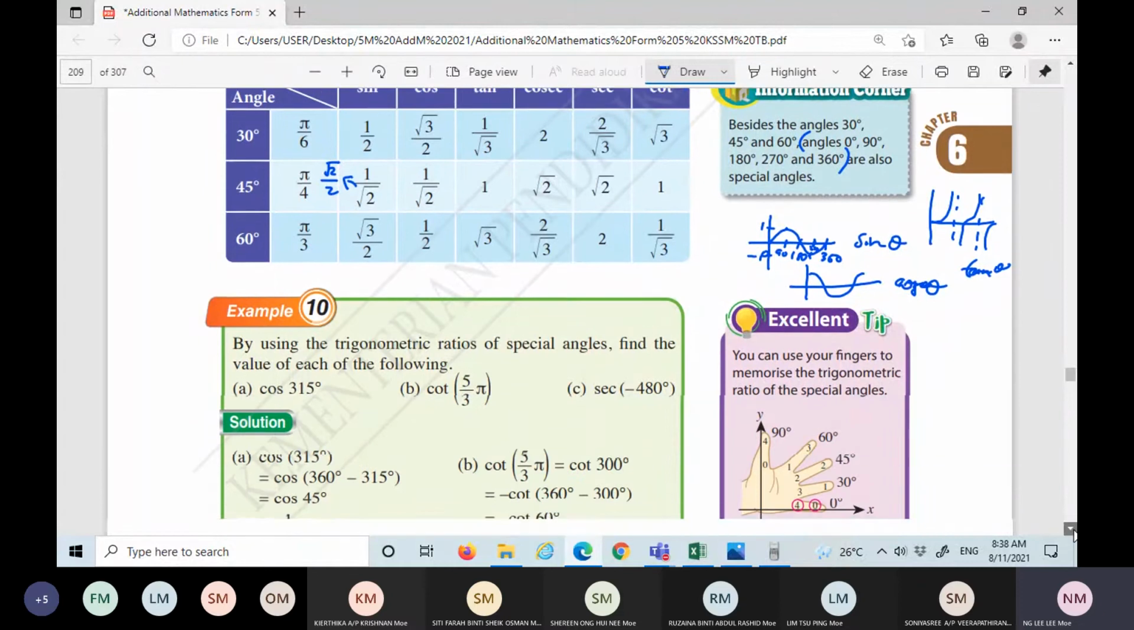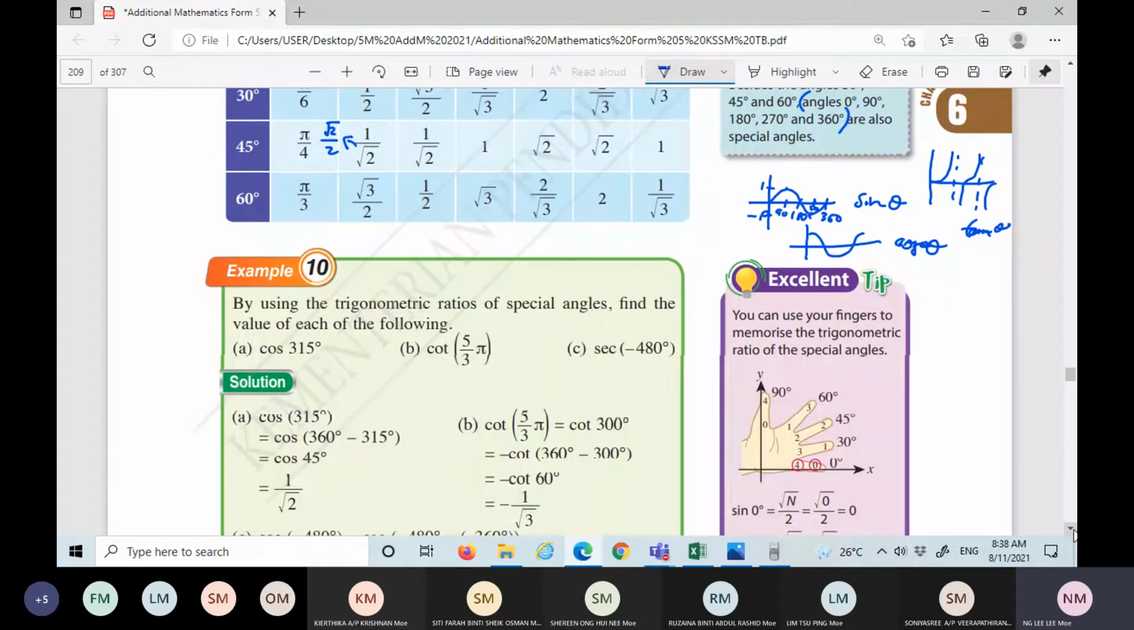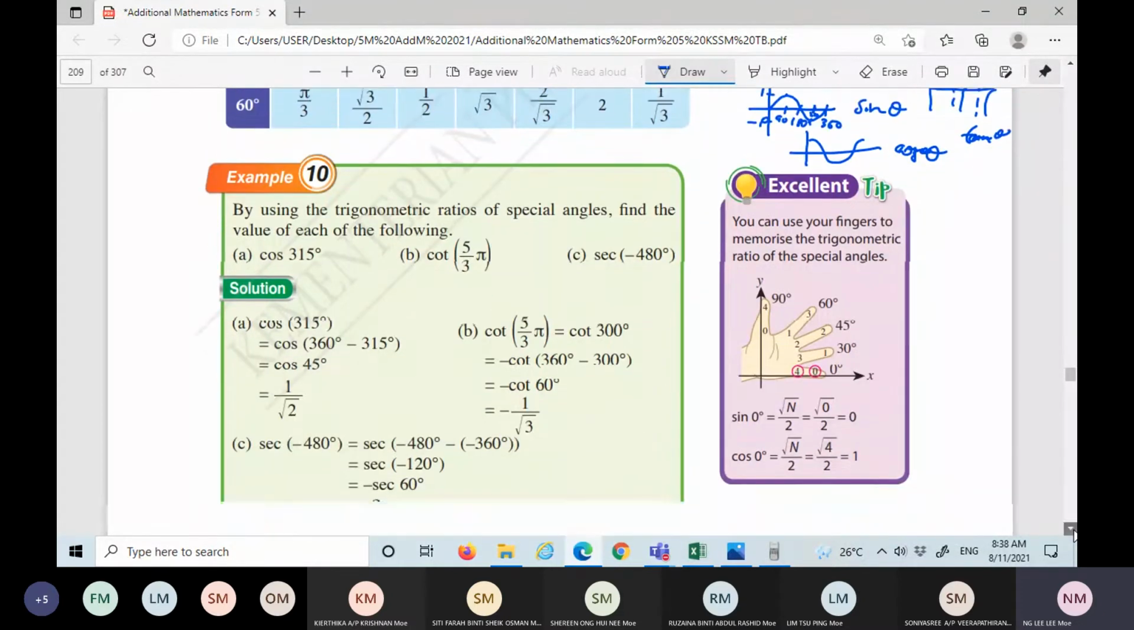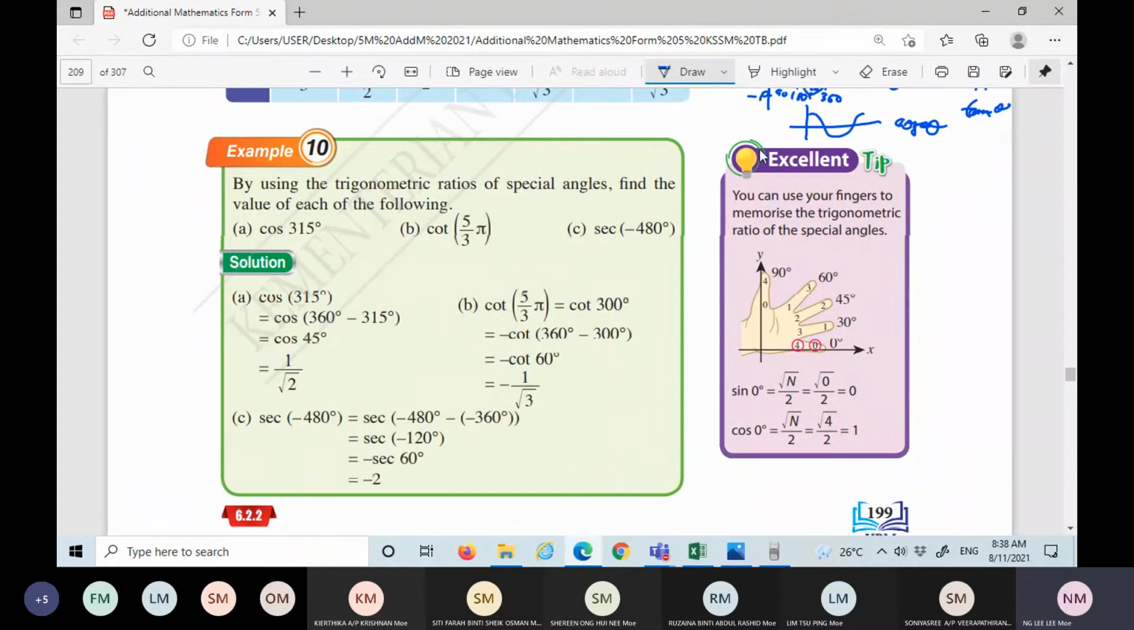So we try some questions. Use these special angles. This one, I don't know how many of you will use this way to memorize it. I will not. So look at this example 10. By using a trigonometric ratio of a special angle, find the value of each of the following. So they want you to use a special angle.